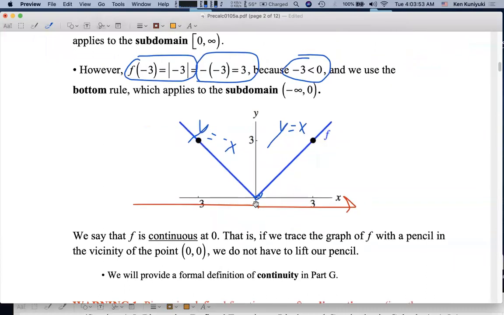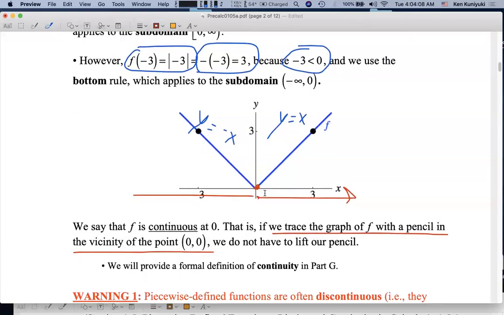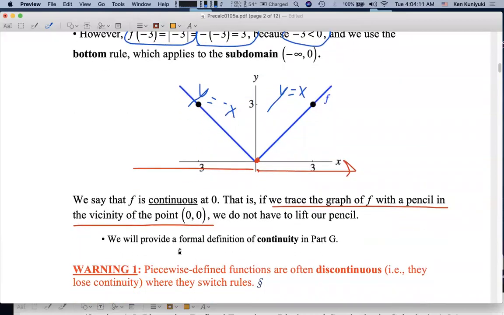By the way, in calculus, you're going to say that the function is continuous at 0, because if you trace the graph of the function with a pencil in the vicinity of this point at x equals 0, you don't have to lift your pencil. That's an informal way of looking at continuity. You'll make it more formal in your calculus class.